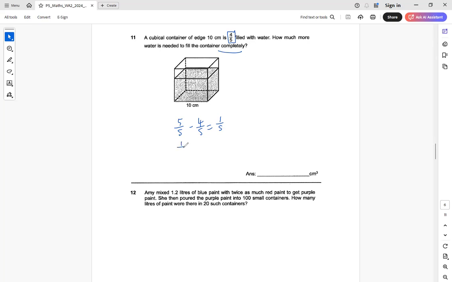So I will just take 1/5 multiplied by the volume of this container, which is 10 times 10 times 10, because this is a cubical container, so the length, breadth, and height will all be 10 cm. Okay, so 10 times 10 will give me 100. 100 times 10 will give me 1000. 1000 times 1/5 is the same as 1000 divided by 5. So my answer will be 200 cubic centimeters. Okay? Okay, next. Let's move on to question 12.